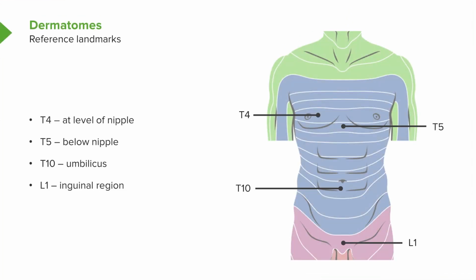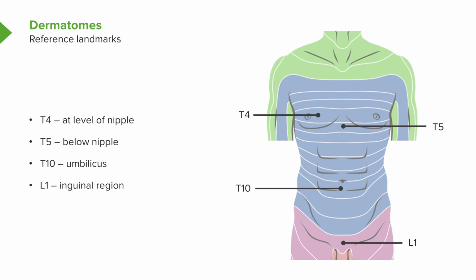T10. This will lie at the level of the umbilicus. And then lastly, the L1 level will lie immediately above the inguinal ligament, which would run from your anterior superior iliac spine down to the pubic tubercle. The inguinal ligament is the inferior margin of the aponeurosis of the external abdominal oblique.